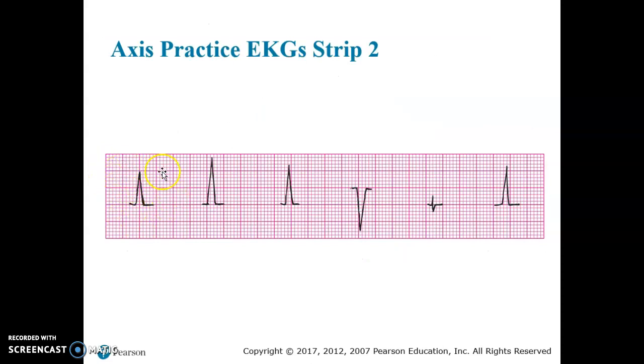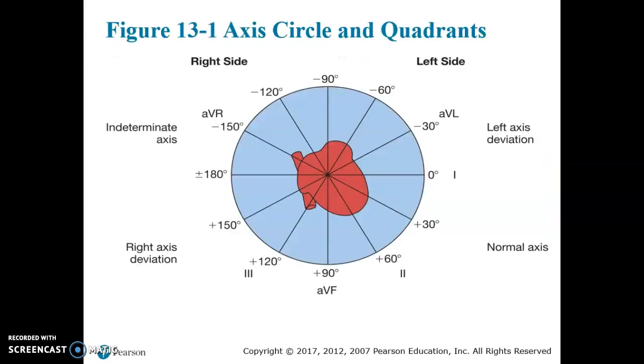This is lead 1, and this is lead AVF. And in lead 1 and in lead AVF, these are both positive deflections. Okay? We have lead 1. We're going to the 0. And then we have positive 90. Okay? So we have a positive. We're going positive. So this is going to be a normal axis.